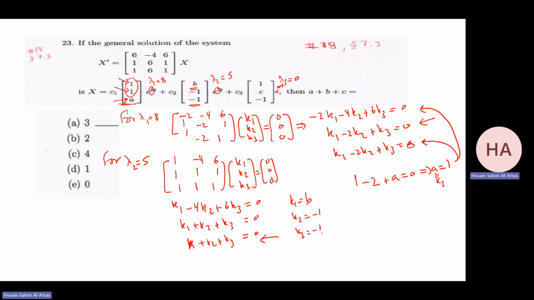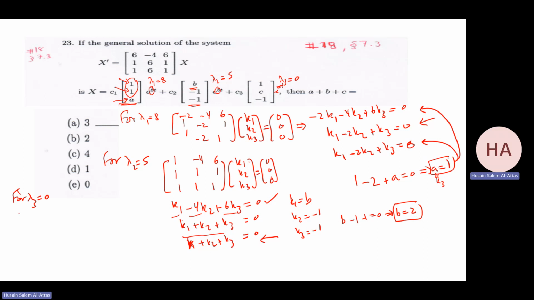Plug it here. What do I have? b minus 1 equals 0. So very clear, b equals 2. Check here, it is the same. Here I have 2 plus 4 minus 6 equals 0. Correct. So I get b equals 2 without solving the system. Now for the last one, lambda 3 equals 0.